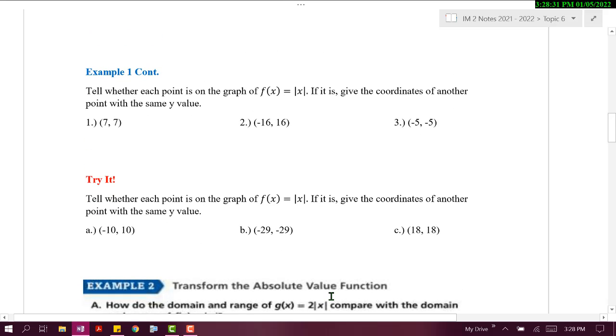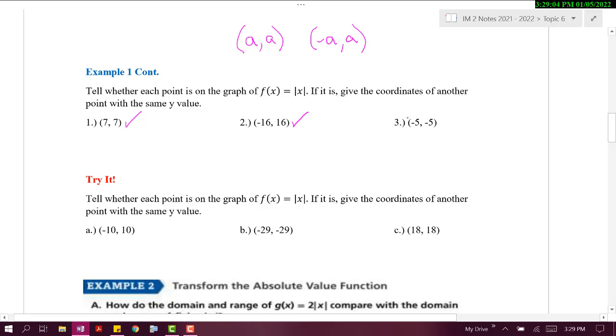We'll keep on moving. Tell whether each point is on the graph of f of x equals the absolute value of x. If it is, give the coordinate of another point with the same value. So basically, we need something that's the same, or something where the first one is negative. So 7, 7, that works. Negative 16, 16, that works.